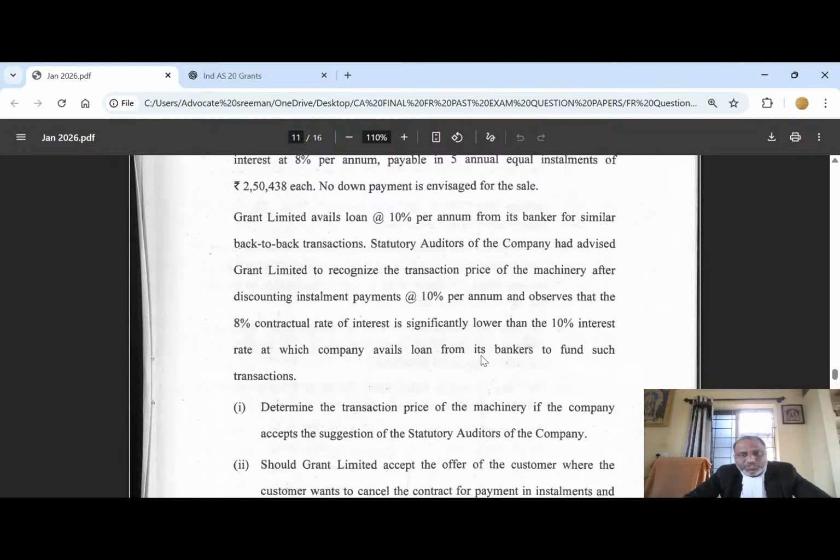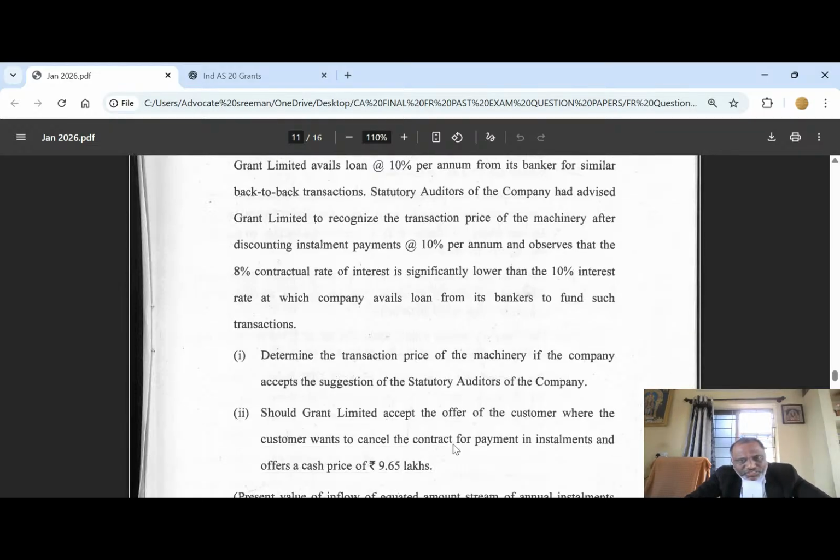Grant Limited avails a loan at 10% per annum from its banker for a similar back-to-back transaction. Statutory auditors of the company advised Grant Limited to recognize the transaction price of the machinery after discounting installment payments at the rate of 10% per annum, and observed that the 8% contractual rate of interest is significantly lower than the 10% interest rate at which the company avails loans from its banker. Determine the transaction price of the machinery of the company, and whether to accept the suggestion of the statutory auditor.